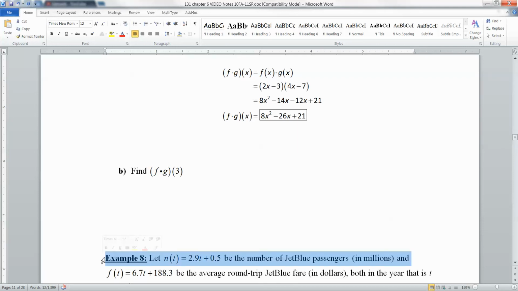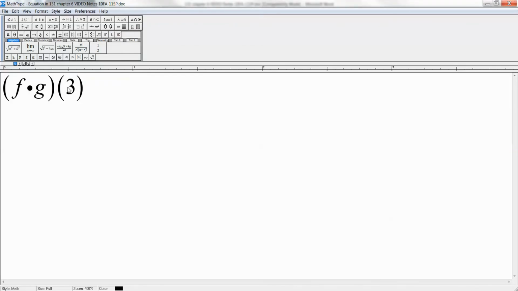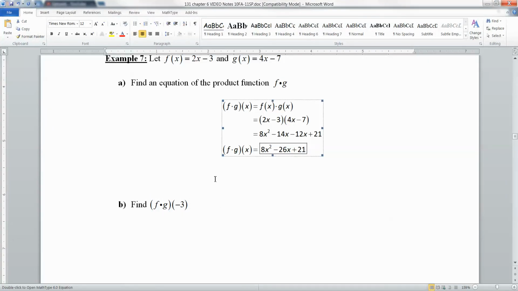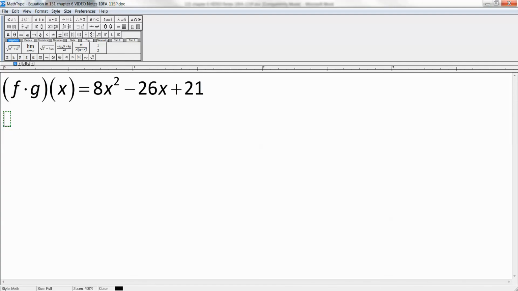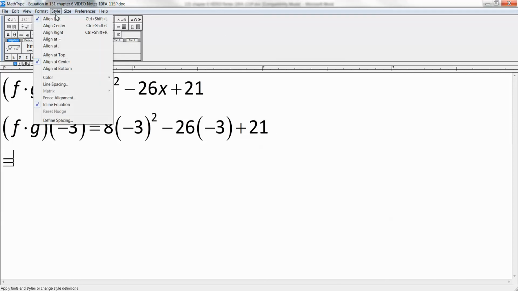All right, now I'm actually going to throw you for a loop. I want to change this example here for B to negative 3 because negative 3 would be more difficult and we need to practice the things that are harder for us, okay? So I'm going to put in what f times g of x was, what we just found. So now I want f times g of negative 3. I'm going to kick it up a notch. So instead of writing x, I'm going to write negative 3. I know it makes it harder, but that's why I'm doing it.